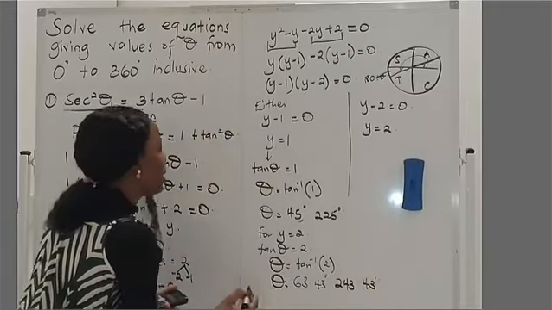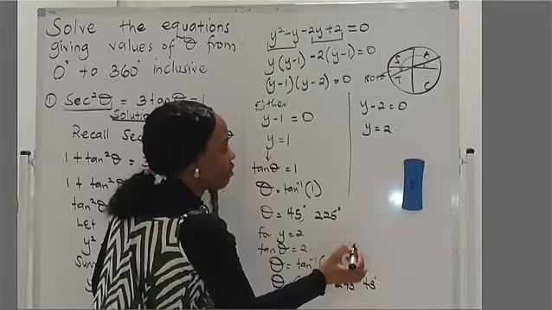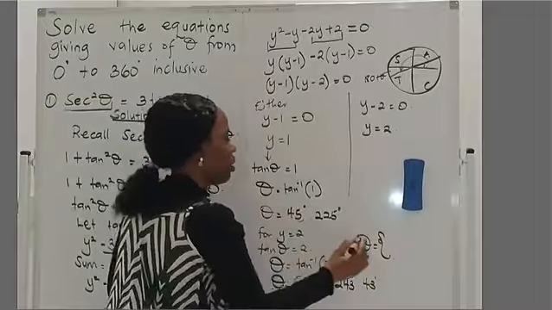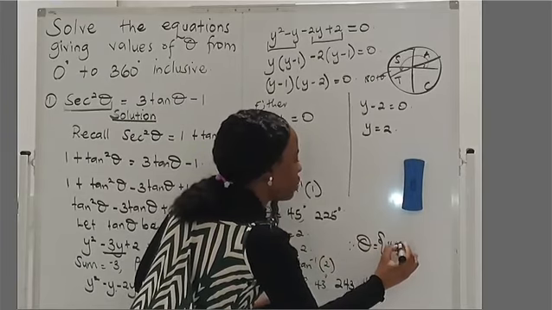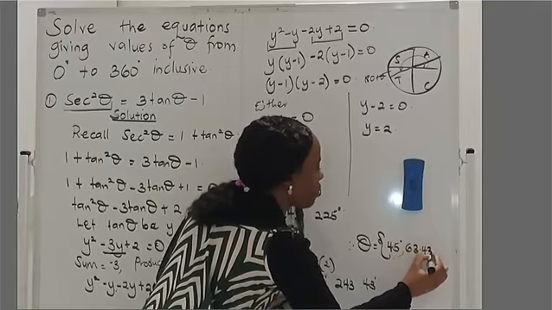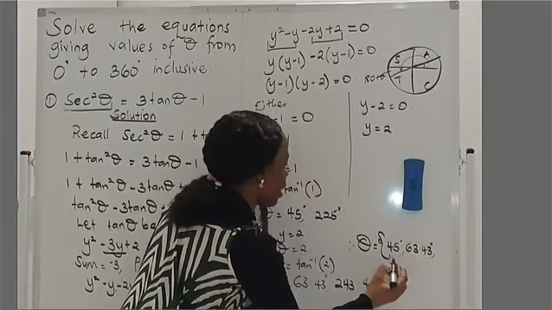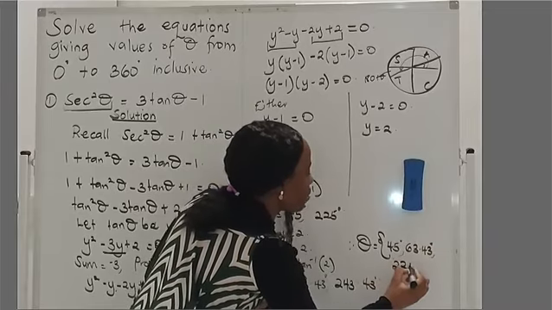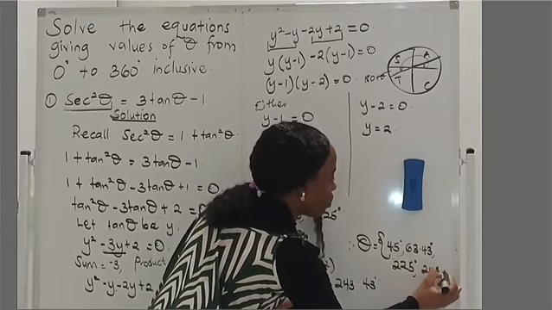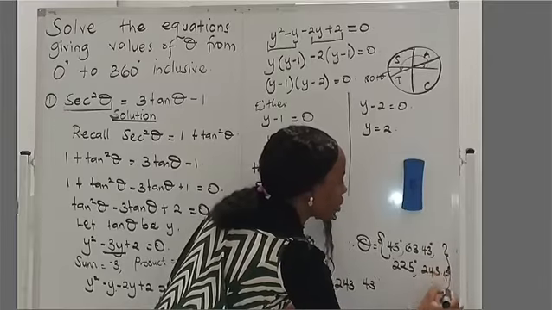243.43 degrees. Therefore, your theta is equal to, you open brackets, you have 45 degrees, then we have 63.43 degrees, then we have 225 degrees, then 243.43 degrees.